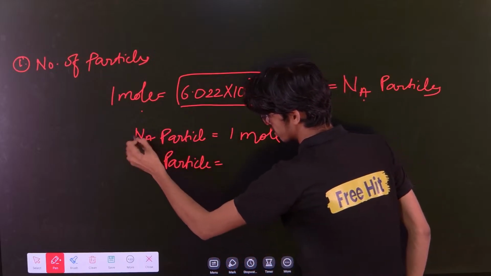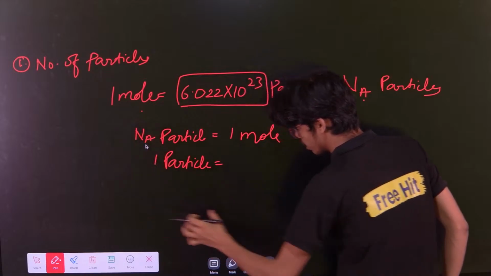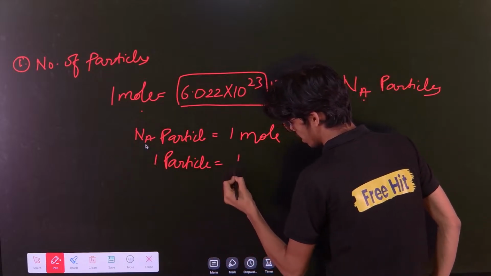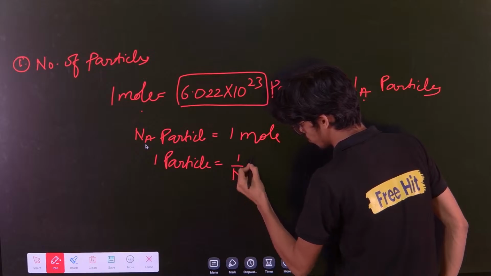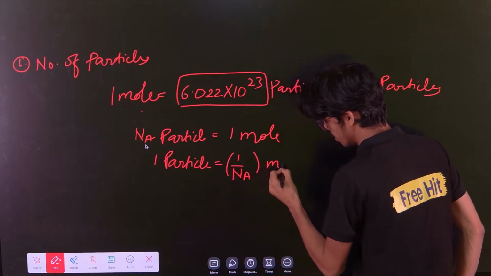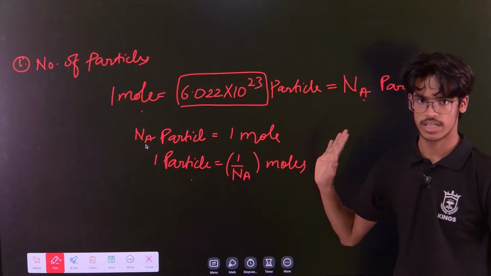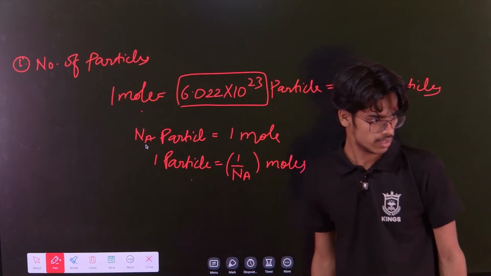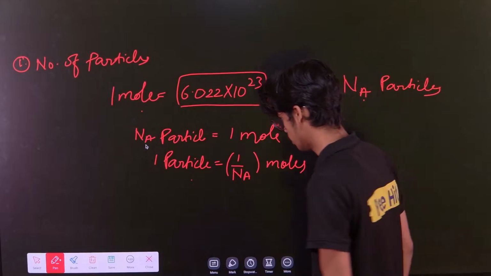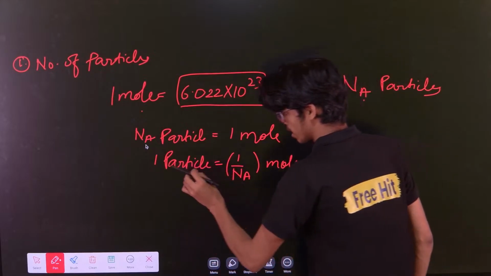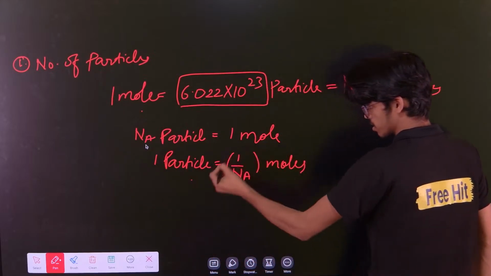You divide by Na, which is a number, over here. If you divide it, this much number of moles are there in 1 particle. Got it? In 1 particle, this much number of moles are there. Clear? Now, let me tell you, this 1 particle has this much number of moles.